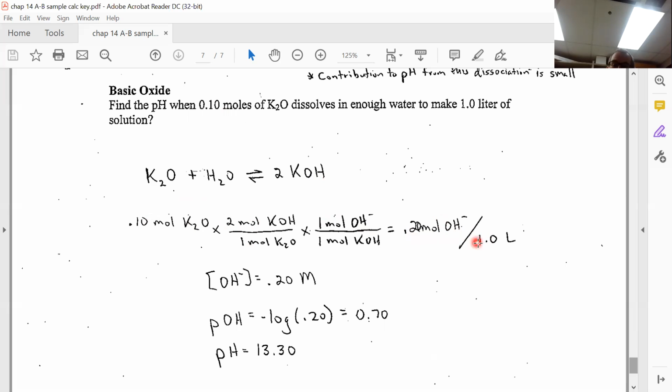And because it's a strong base, I can just say, hey, if OH- equals that, the pOH is 0.70 and the pH would be 13.30. So notice again, it's a strong base and you're going to get a really, really high pH in this case. All right, that's acid oxides and base oxides, and then finding the pH of those. And that was page 14 of your homework packet.